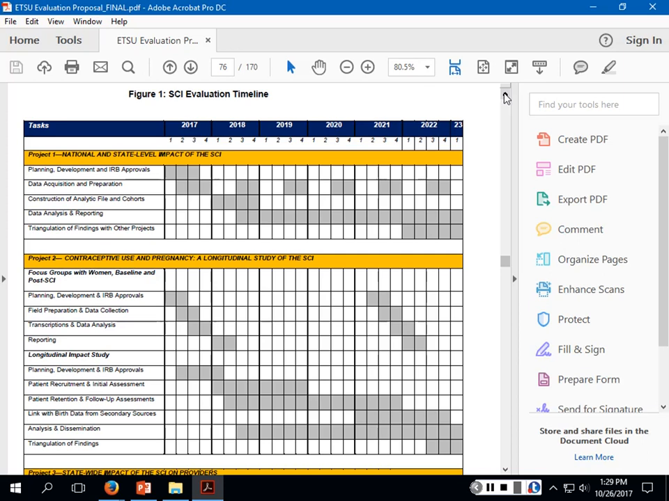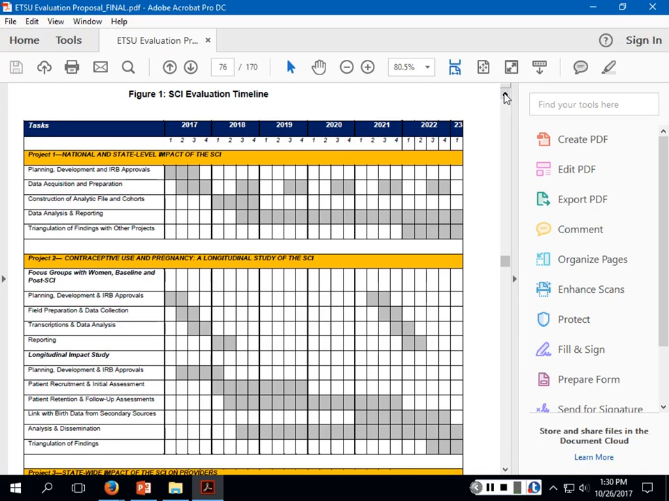As you can see, this is a 6-year initiative, 2017, 2018, 19, 20, 21, 22, and then the first quarter of 2023. And the way this chart was developed was based on quarters. So every column in this chart is a quarter or a 3-month period.